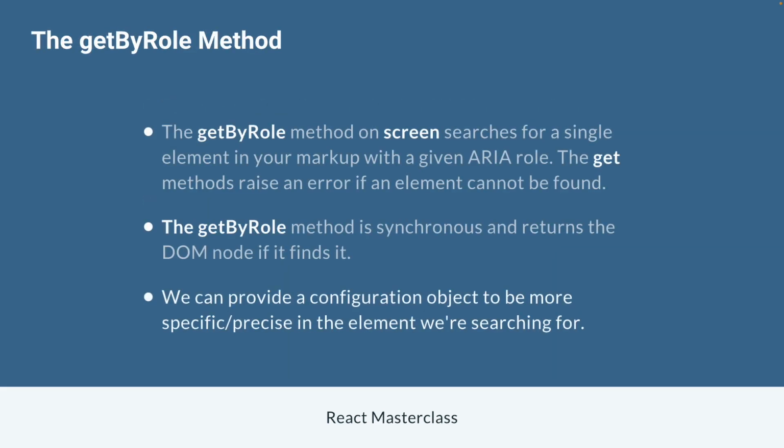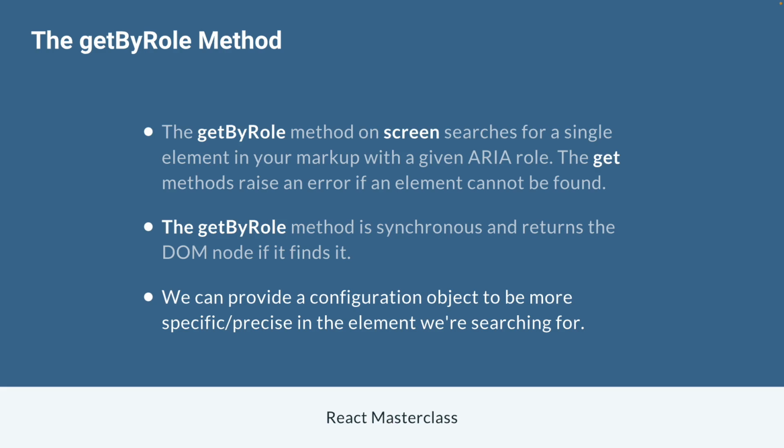Okay, speaking of the getByRole method, that is on the screen object, and it searches for a single element in your markup with a given ARIA role. Keep in mind the entire get family of methods, because there are different methods beginning with the word get. The commonality between them is that they will raise an error if the element cannot be found. Also keep in mind they will raise an error if multiple elements are found that satisfy that criteria. So React Testing Library wants you to be as specific and precise as possible so it can locate the single element that you are looking for.